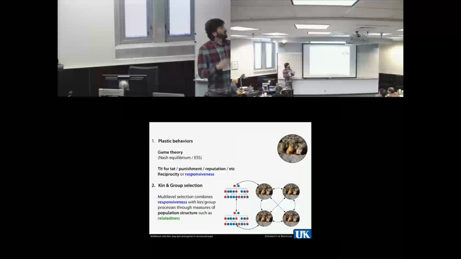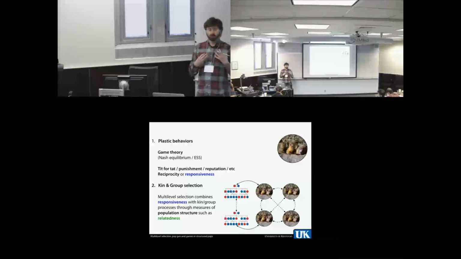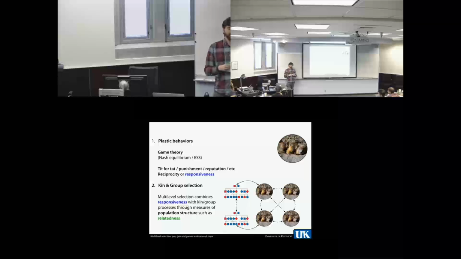When we think about these plastic behaviors, the tools we tend to use are the tools of game theory. So we're looking for Nash equilibria and evolutionarily stable strategies. One thing that enables cooperative behavior to persist within groups is the ability of individuals to interact repeatedly, to play the game over and over again. So we're thinking about examples like tit for tat, if you've heard of that kind of repeated game strategy, and the ability of individuals to punish one another if they've seen others not cooperate in previous plays of the game.